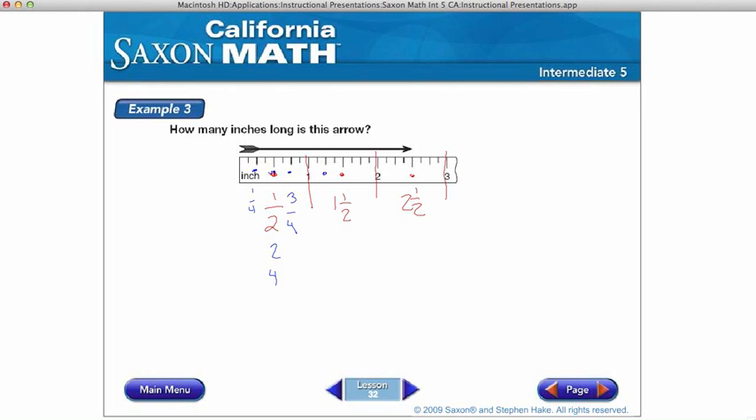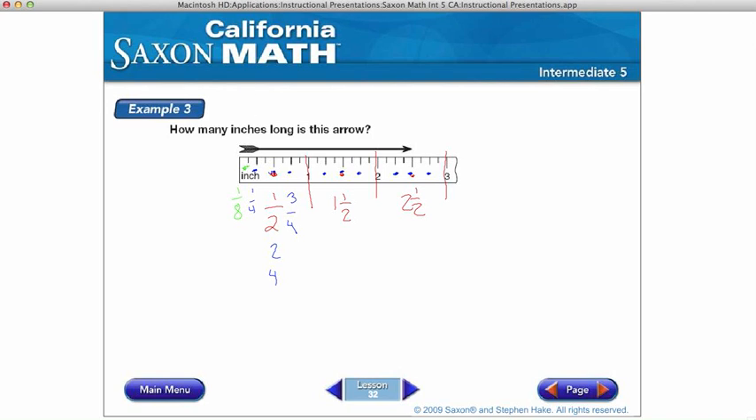Then I have 1 1/4, 1 2 quarters, 1 3 quarters, and 2 inches. 2 1/4, 2 2 quarters, 2 3 quarters, and 3. So these lines I'm counting as quarters. Then there are the smallest lines. These lines right here. Okay? These count as eighths. And with this I count every single one.